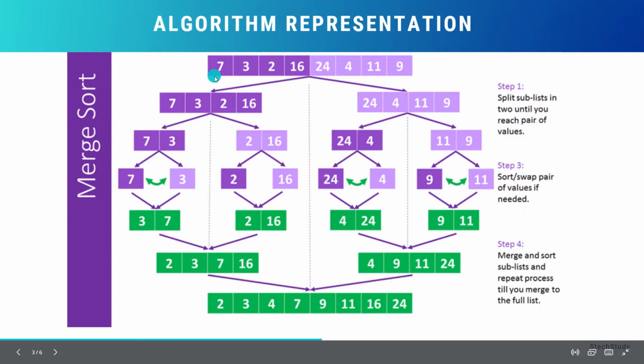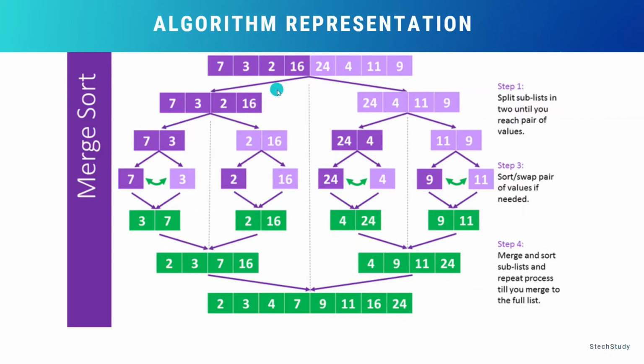So here there are 8 elements: 7, 3, 2, 16, 24, 4, 11, 9, which will be divided into two sets. 7, 3, 2, 16 will come in one set, and 24, 4, 11, 9 will come in another set. These sets will go on splitting until we get a single element in each list. Once all the elements are separated, we take a pair of elements and compare. If they are not in order, we swap and then combine.